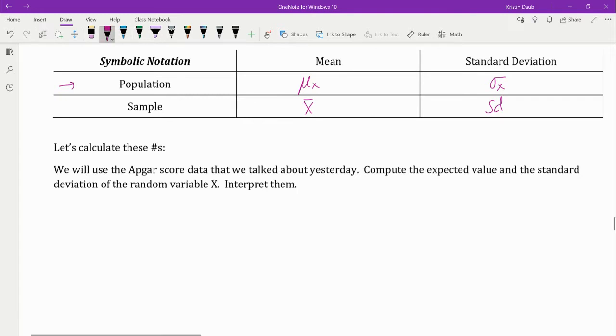So first thing I'm going to do is I'm going to find the expected value of x. And to find the expected value, we multiply all of the numbers times their probability. So it would be 0 times 0.001, 1 times 0.006, plus all the way to the end. There's a lot of values here.